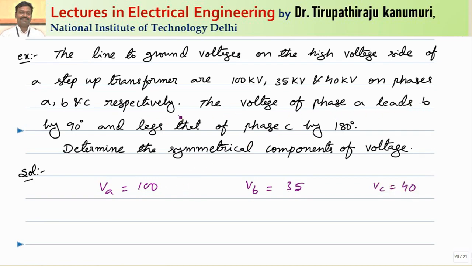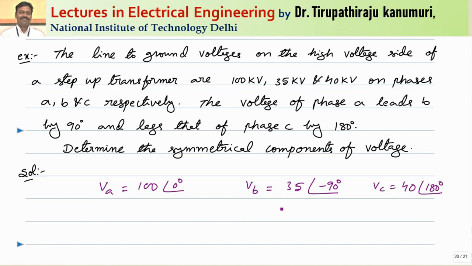The voltage of phase A leads B by 90 degrees. Let us take A as my reference. So it is telling that phase A is leading B by 90 degrees. What is the meaning of this? B is lagging behind phase A by 90 degrees. Lagging means minus 90 degrees with respect to A. And A lags that of phase C by 180 degrees. That means A is lagging C by 180 degrees, or with respect to A, C is leading by 180 degrees. That's why I can write it as 40 at an angle of 180 degrees. These are in kV.